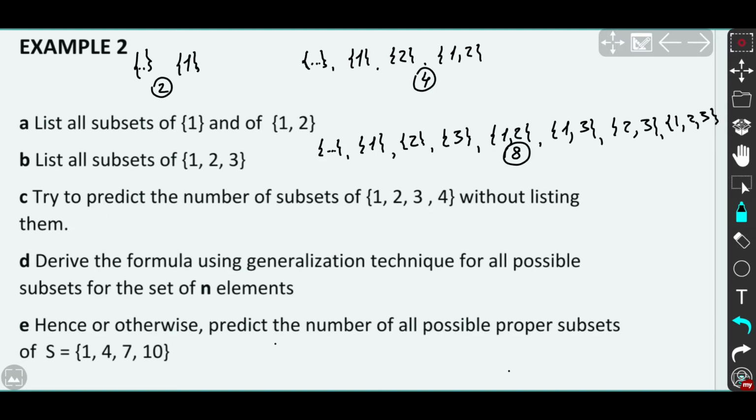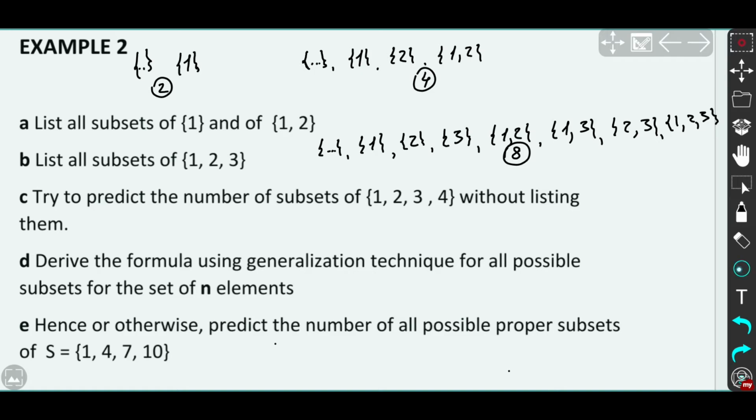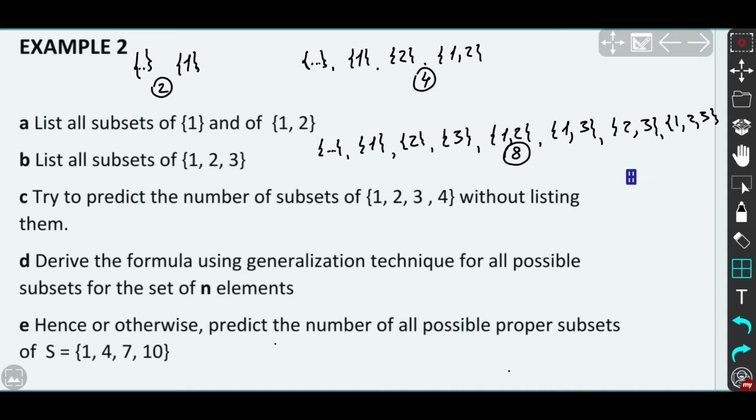And now we need to try to predict the number of subsets of {1, 2, 3, 4} without listing them. Of course, you can predict using just the aggregation principle. So basically, it's all about how you recognize the patterns. Let's try to complete the table. So let's complete this table in this way.